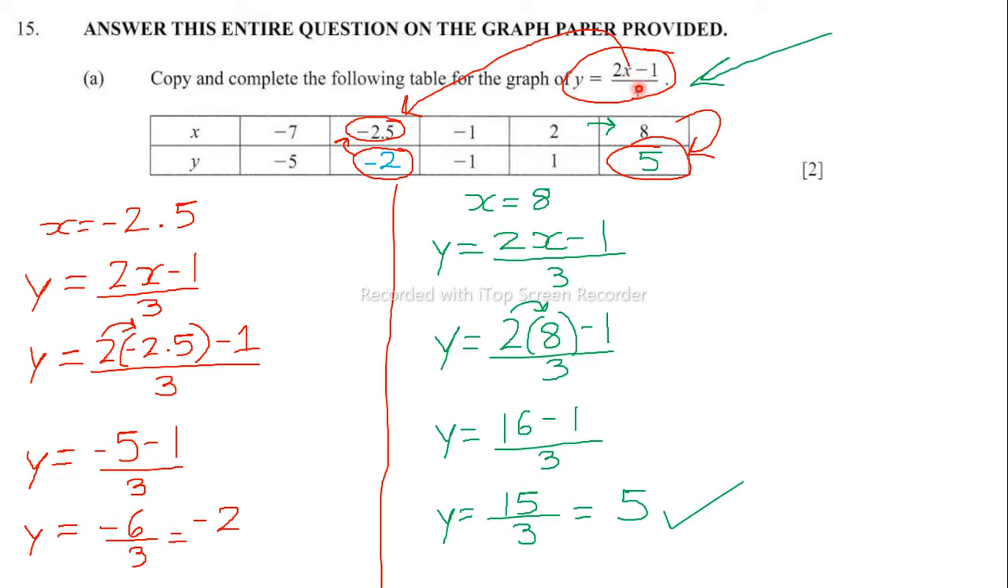And x is not at the bottom. If x was at the bottom, then it would have been reciprocal. But it's in the numerator and it's to the power of 1, so we know that it's definitely gonna be a linear equation. So it's an equation of a straight line, and we're gonna be plotting out a straight line.